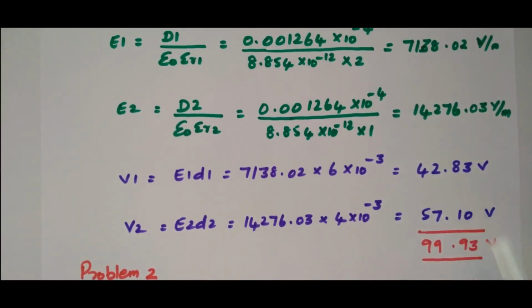So by adding these two, what did we get? 99.93 volts. We know that the applied voltage is 100. So by adding, we got nearly 99.93. So the value we calculated is almost correct. It is nearer to the 100 volts. That's why we are taking the displacement density to 5 to 6 digits, right?